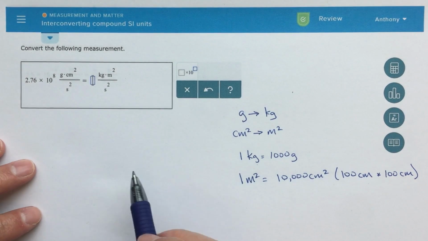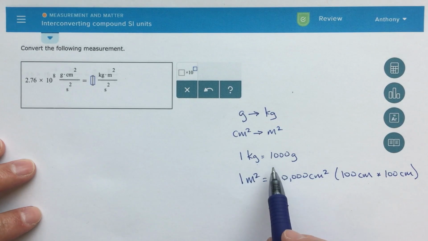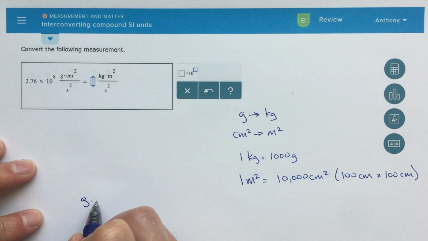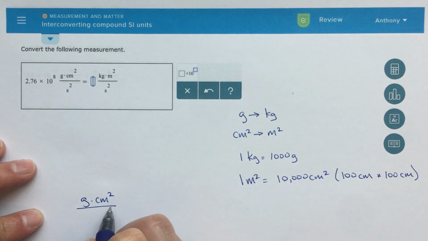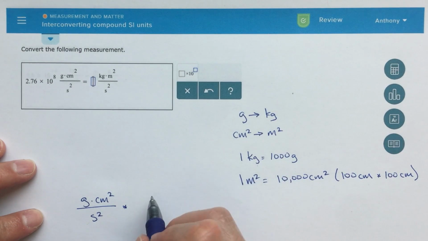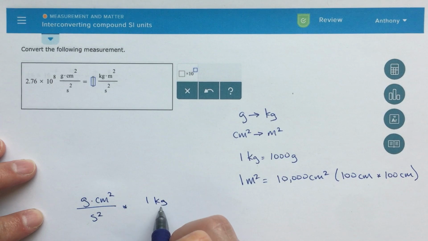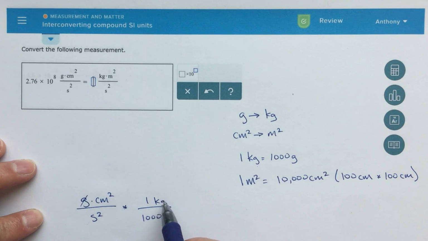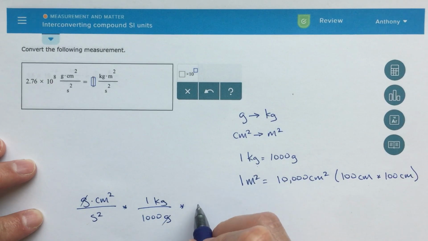Okay, so now I'm ready to use these conversion factors. I'm going to start by writing grams times centimeters squared over seconds squared, and then just do a unit conversion, using these relationships, times 1 kilogram over 1,000 grams. I can see that my units of grams will cancel out and I'll get units of kilograms on the top.